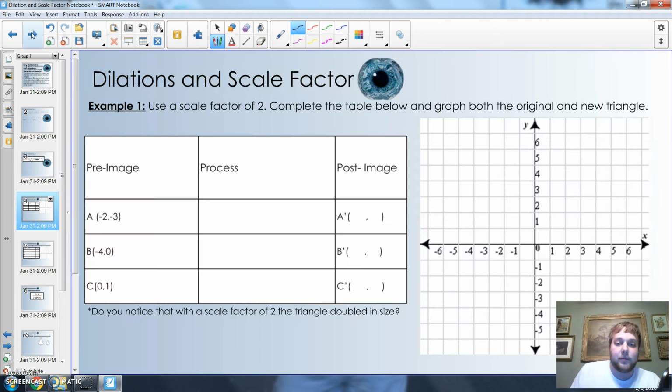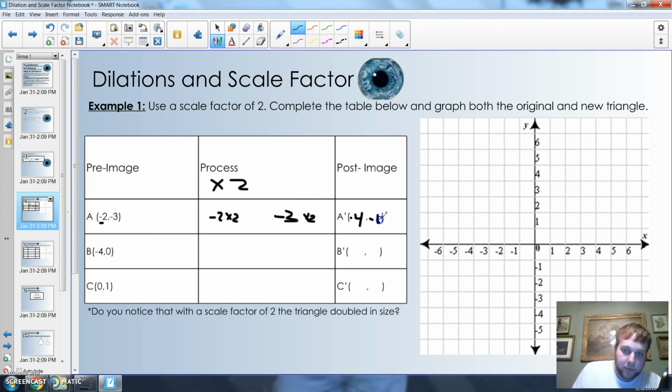All right, so we're going to nail out a few of these. First of all, here's the original image. It says use a scale factor of 2 to complete the table. So I got to multiply by 2, everything gets multiplied by 2. So what is negative 2 times 2? I believe that is negative 4. And then what is negative 3 times 2? I believe that's negative 6.